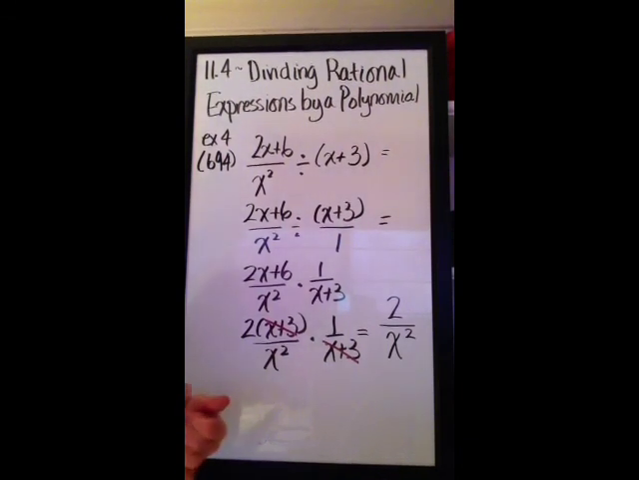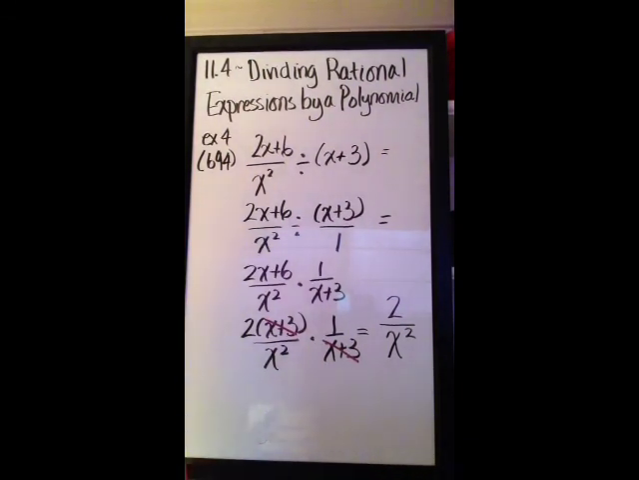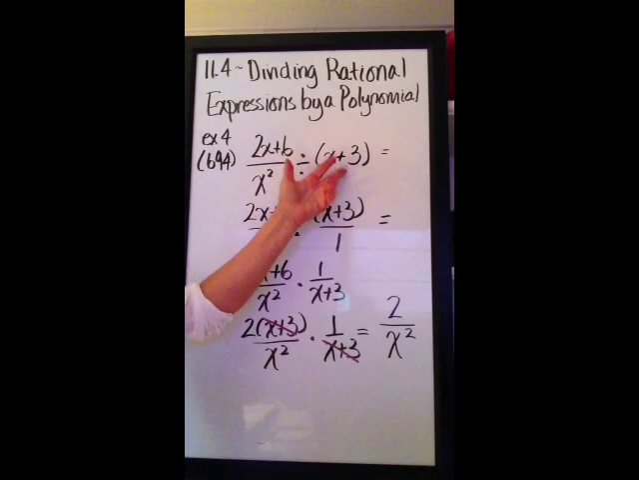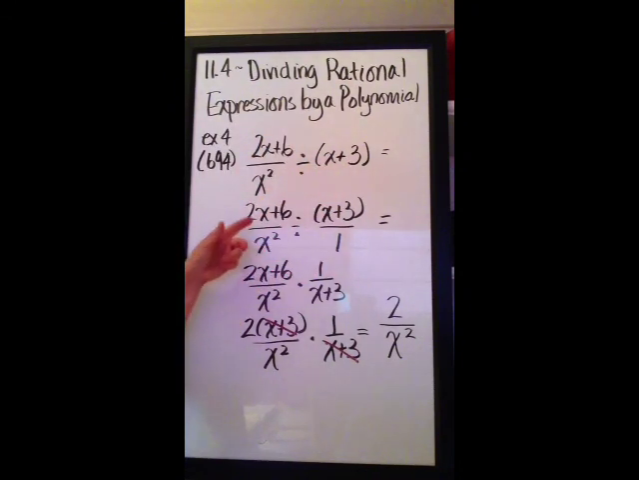Okay, we're going to move on to dividing. Basically the same thing, because all we do is flip the fraction. Dividing a rational expression by a polynomial. This is example 4, page 694. And it is 2x plus 6 over x squared divided by x plus 3. I make the polynomial into a fraction, so 2x plus 6 over x squared divided by x plus 3 over 1.